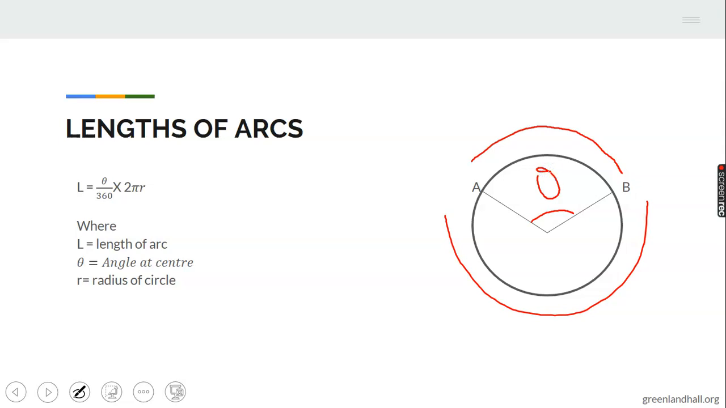So the length of that arc is a ratio of this angle over 360, the entire angle of a circle, times the circumference of a circle. This 2 pi r is the circumference of a circle, where L equals arc length, theta is the angle at the center, and this is the radius, small r, from the center of the circle.